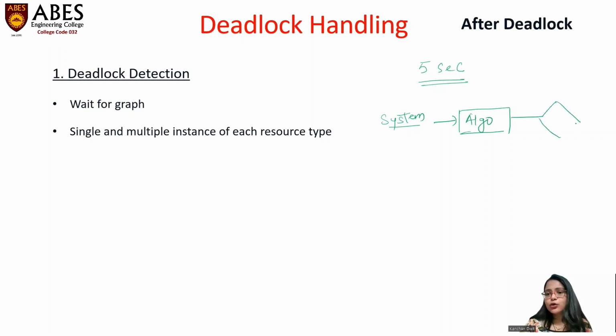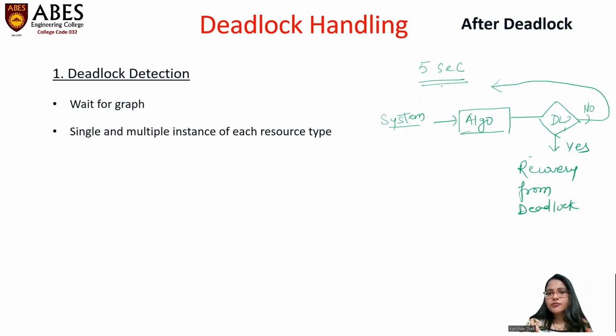And as soon as the deadlock occurs, if yes, then it will be recovered, or recovery from deadlock, this method will take place. Otherwise, if no deadlock occurs, no deadlock is there, then after 5 seconds, the system will again run the algo. So this is the deadlock detection algo that will run after an interval of time, and then as soon as it finds the deadlock, it will go for the recovery from that.